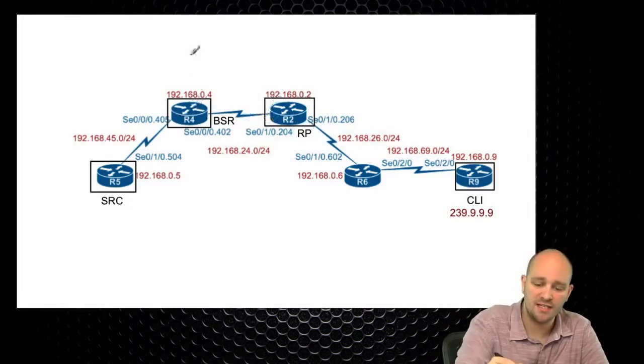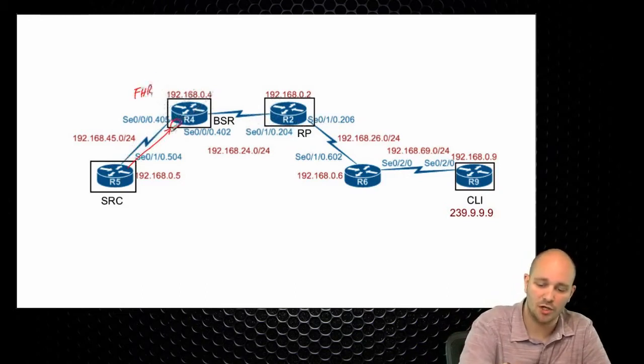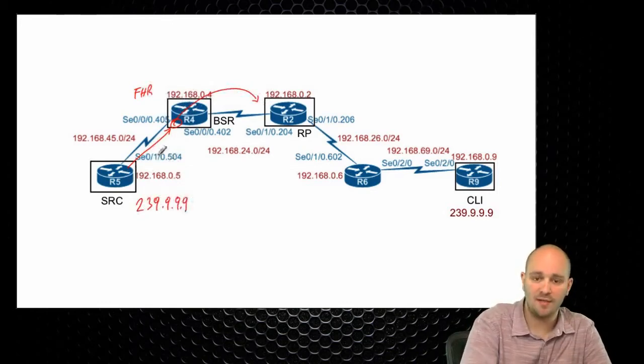But R4, for this traffic that will be arriving from R5, is also the first hop router, which means that this router will be in charge of actually registering this traffic with R2. So when I send this ping to 239.999, what I will be seeing is multicast state here.